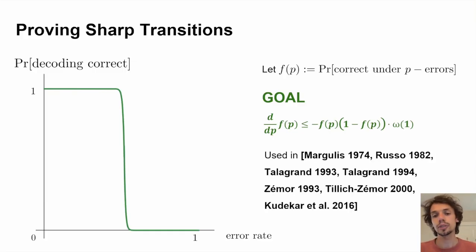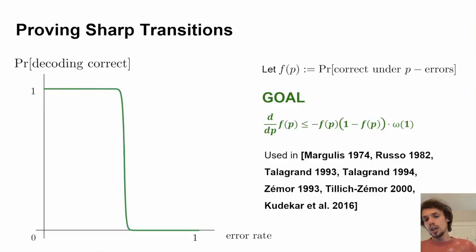Now I'll explain in a little bit why this is enough, like why this implies a sharp threshold. But first, let me note that this is not a new idea. We didn't come up with this. It's been used in many, many papers before us. And as far as I know, it's the most well-known and the most successful approach for proving sharp transitions in general. Not just in coding theory, but if you want to prove that some phenomenon has a sharp transition, one very good idea is to try and prove that the derivative of your function behaves like this.